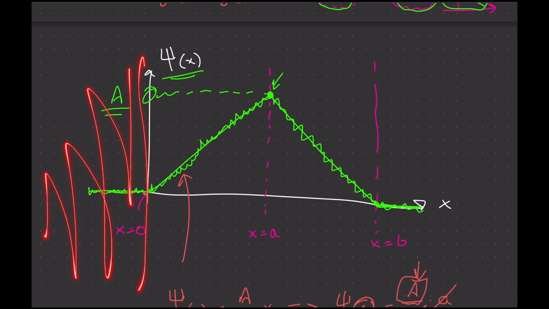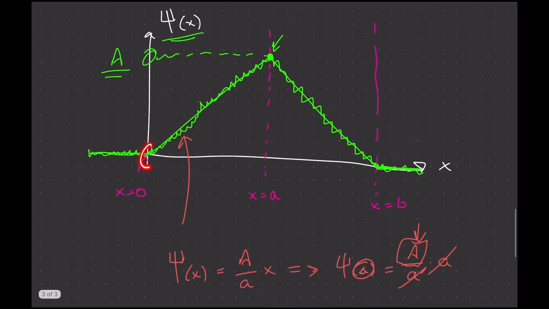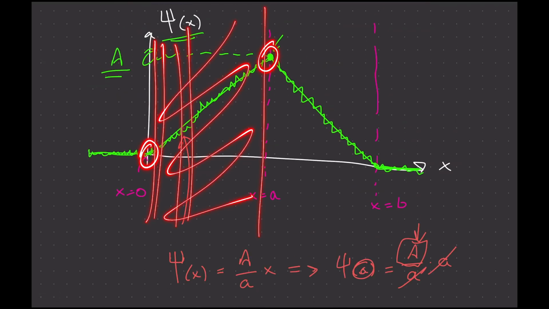That is this region here. Here's region 2. It starts from 0 and goes to A. So this is region 2.